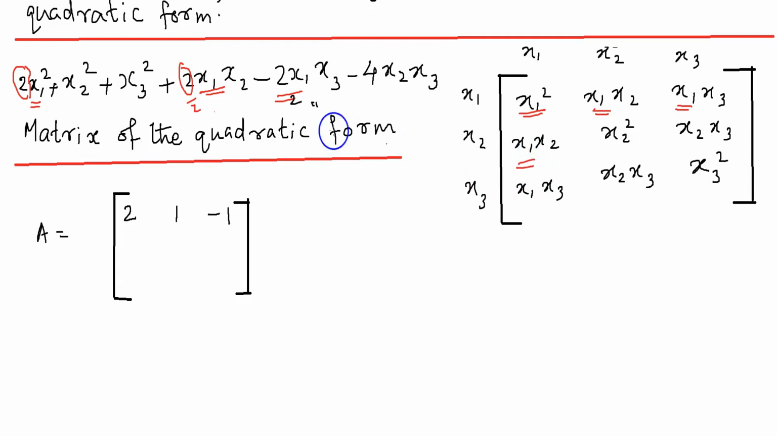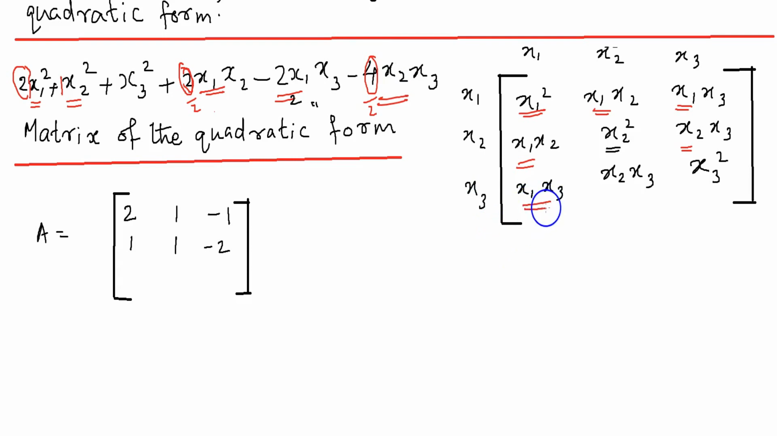The second row, the first element is coefficient of x1, x2, that is 2. We divide it with 2 and write the element as 1. The second row, second element is the coefficient of x2 square. Here the coefficient of x2 square is 1, and third element will be the coefficient of x2, x3, that is 4. We divide it with 2 and write the element as minus 2.